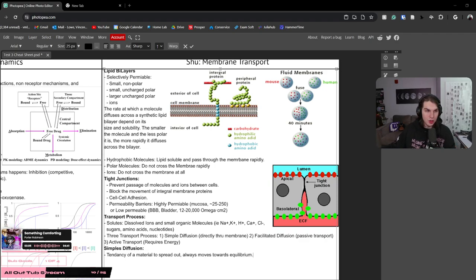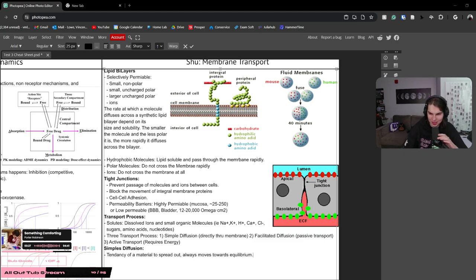We have facilitated diffusion, which is passive transport. This doesn't require energy and normally is stuff like openings or channels and things like that. Then we have active transport. This requires energy because it's going from essentially an area of low concentration to high concentration. You're actively transporting it, so you have to put work into the system for it to work.